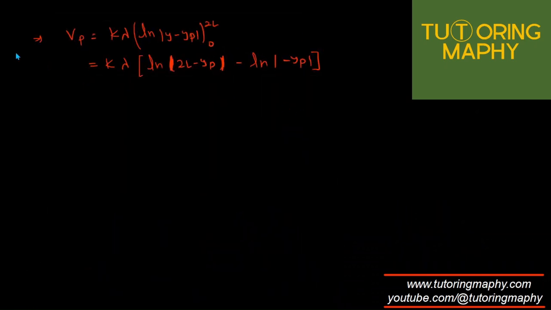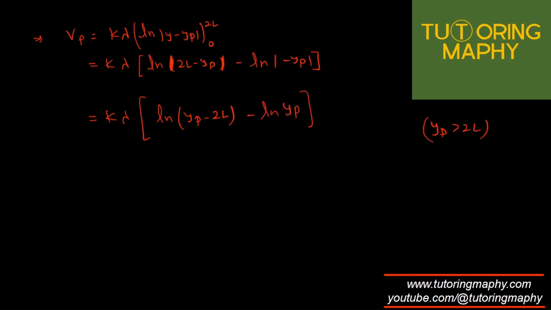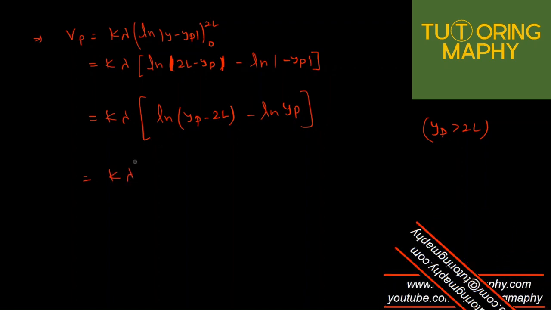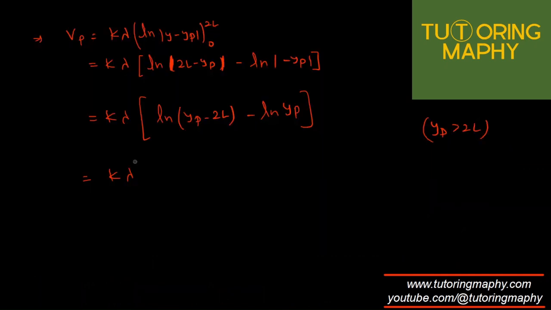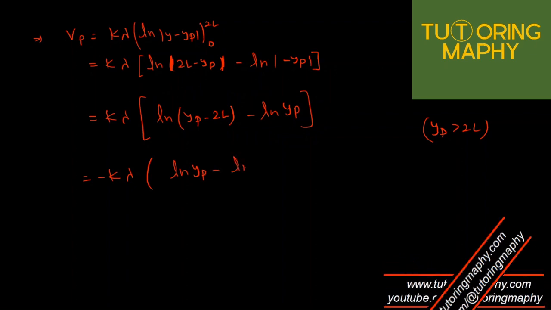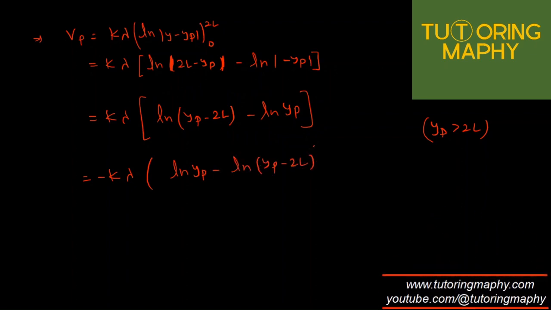All right. This can be written as k lambda natural log of, I think I will write yp minus 2L and do away with the absolute value because it's given that yp is greater than 2L. It will make more sense, and minus natural log of yp. And what is log a minus log b? They need a negative sign outside, and they need yp on the top. So it will make more sense if I take a negative as a common factor. So minus comes out, and I'm left with ln of yp minus ln of yp minus 2L.